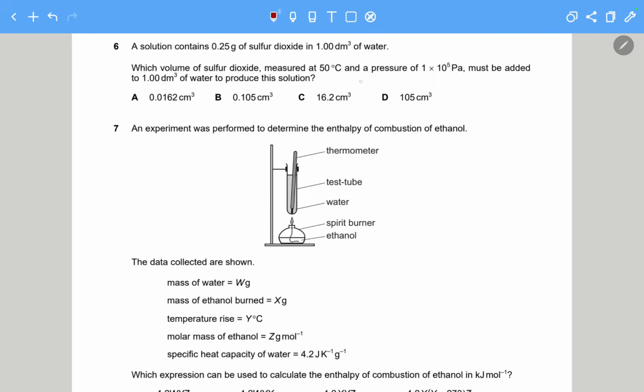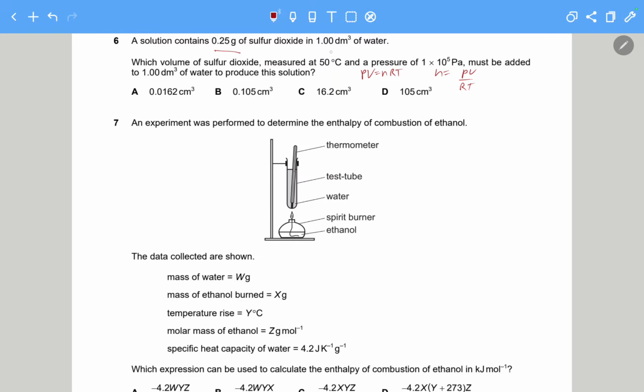So we start with the ideal gas equation, which is PV equals nRT, and then n is therefore equal to PV over RT. So we have P, we have to find V, sorry, and we have R, and we know R is equal to 8.314, and we know T is 50 degrees Celsius. Remember, T has to be in Kelvin, however. So first we calculate the number of moles. We know that we have 0.25 grams of sulfur dioxide dissolved in 1 dm cube of water. So the mass is enough. The 1 dm cube of water is not any essential information.